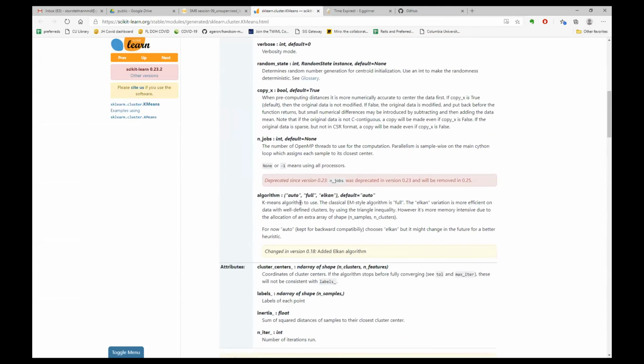Yeah, so algorithm is just auto, full, or Elkan. The default is auto, okay? The Elkan algorithm is, I believe, a faster algorithm that you can use. The only problem is it uses the triangle inequality that you just brought up.